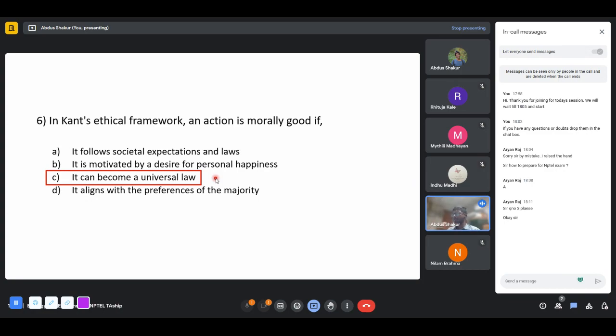So whatever action a person does, it will be good if it's a law. It's a norm that you have to do. It's like, for instance, help the poor. If it's a universal law, then the action is morally good.